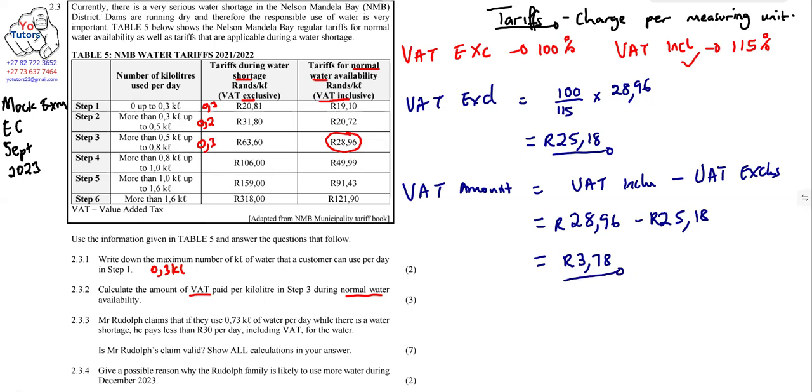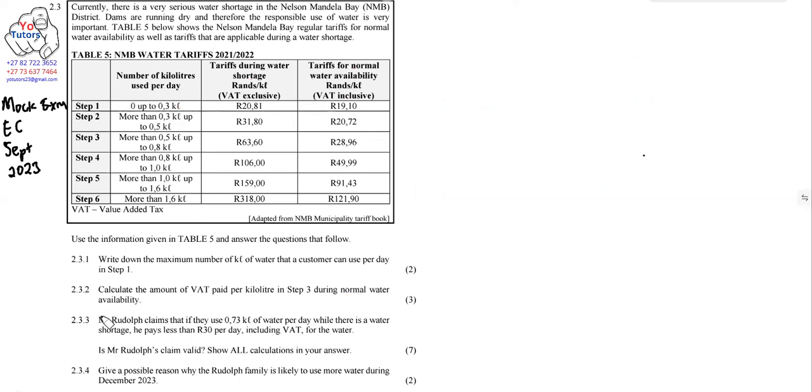Now let's go to the next question. Now the next question is saying, Mr. Radolf claims that if they use 0.73 kiloliters of water per day while there is water shortage, he pays less than 30 rand per day, including VAT. So in this case here, we are looking at a VAT inclusive, but in this case, we are given VAT exclusive. So it's always good to note that. Now, is Mr. Radolf's claim valid? Show all calculations in your answer.